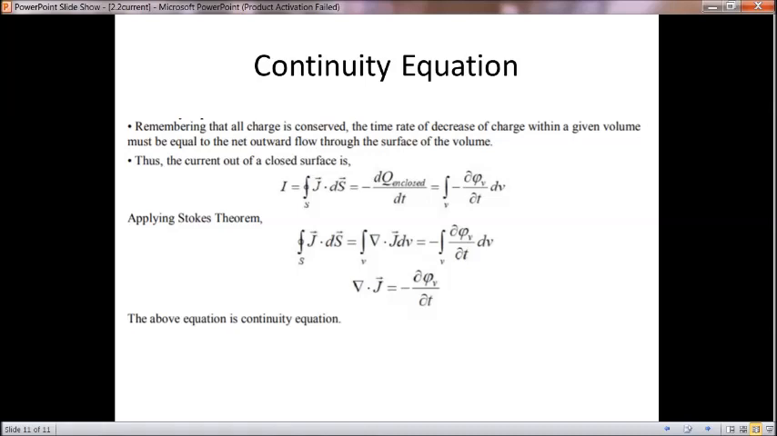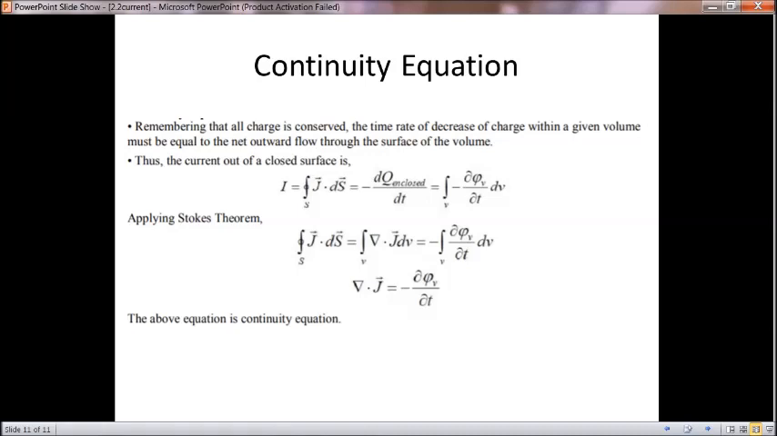This is based on the convection current that we derived in the previous current density equation. So applying the divergence theorem over this, the surface integral of J dot dS is equal to the volume integral of del dot J into dV, which is equal to the negative volume integral of dou rho_v by dou t into dV. If we cancel out both volume integrals, we have del dot J is equal to minus dou rho_v by dou t, which is the continuity equation.